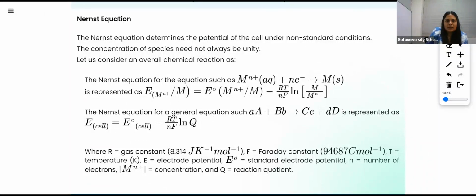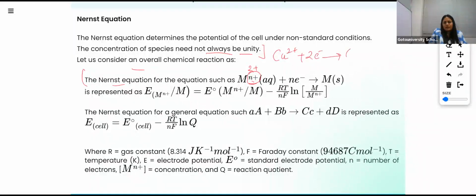The concentration of species need not always be unity. It is equal to unity, but not always. For an overall reaction, we can see an example here for the Nernst equation. We have taken a chemical reaction where M is a metal, having n positive charge, or this number of electrons, present in aqueous solution. Say M is copper 2 positive.